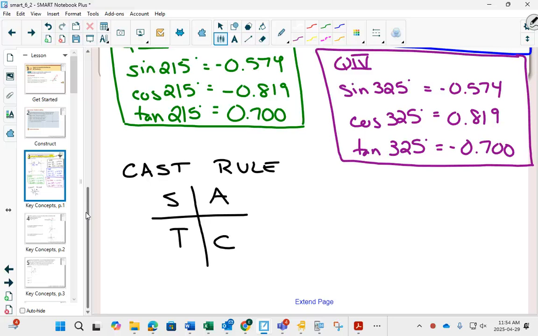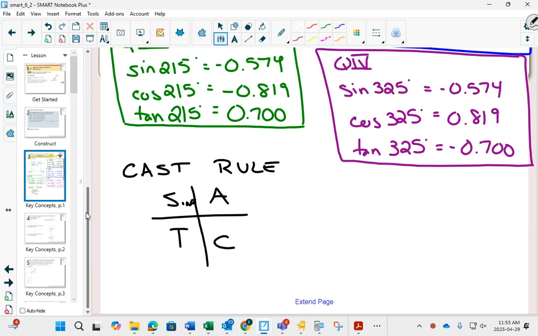Now, what do you think the S stands for in the cast rule? I asked what the S stands for. I think that would be sine. You're right. So the S stands for sine.